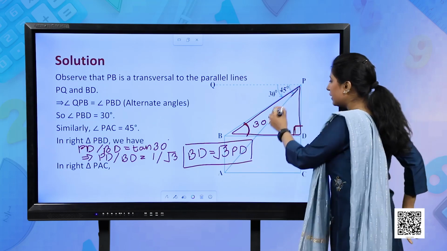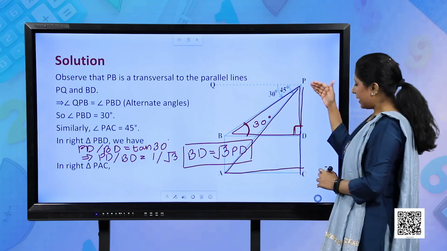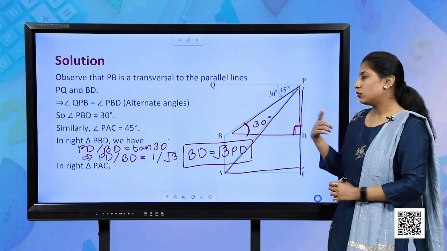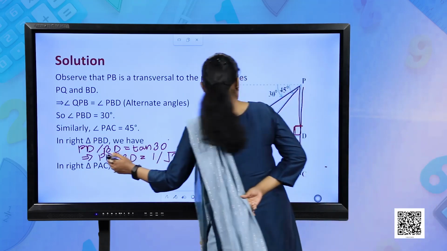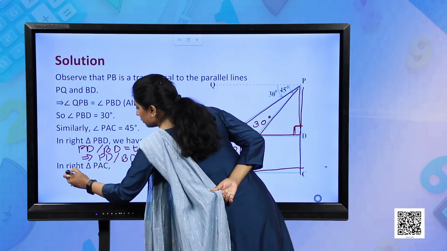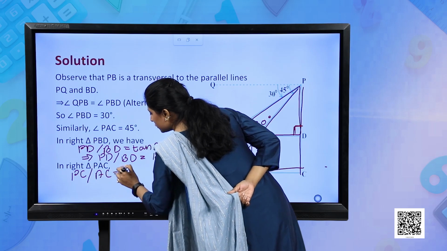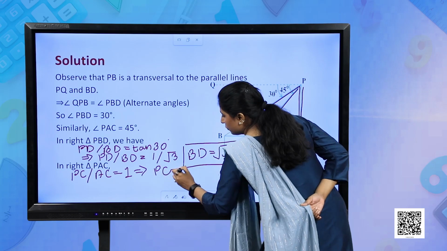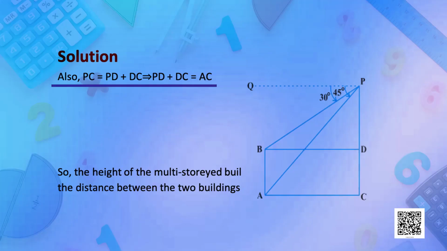Now in triangle PAC, this right angle triangle, you can see again, if you try to apply tan theta, you get PC upon AC, perpendicular upon base, equal to what? Tan of this angle, which is 45 degree. So you will write PC upon AC equal to tan 45, which is 1. Therefore, PC equal to AC. Okay.